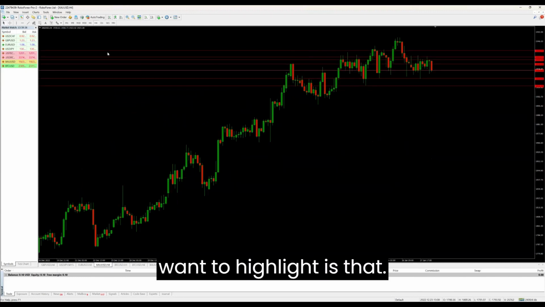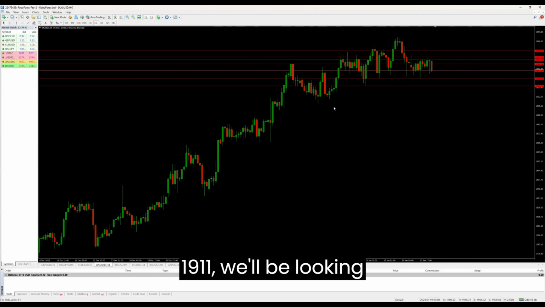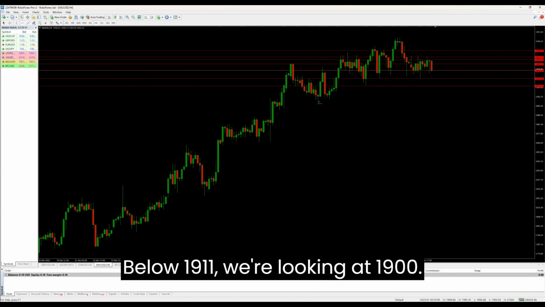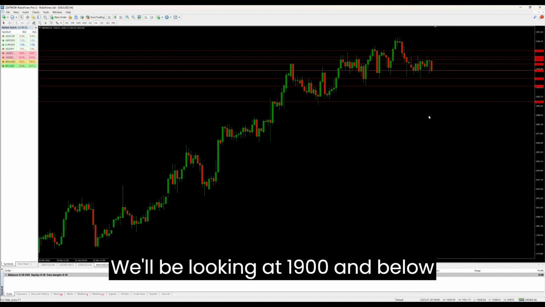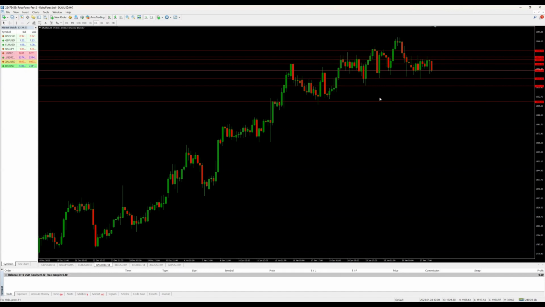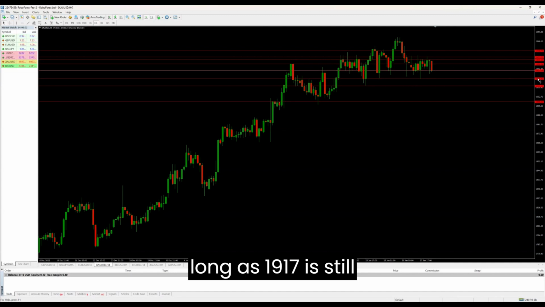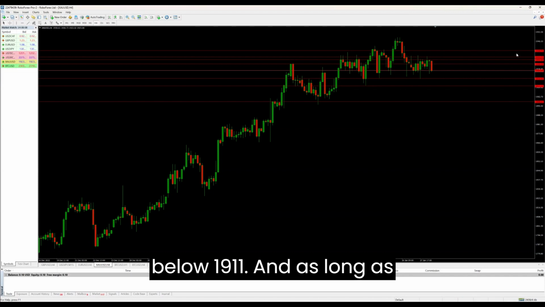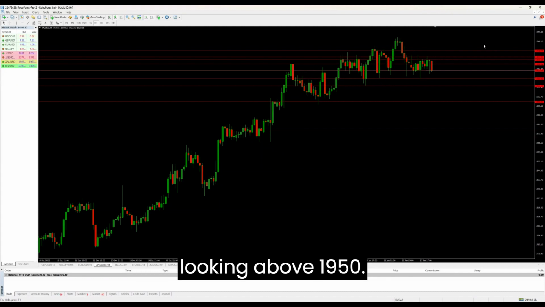So one thing I want to highlight is that below 1911, we'll be looking at 1900, and below 1900 means that the trend has been violated. So as long as 1917 is still holding, we're not looking for below 1911. And as long as 1938 is still holding, we're not looking above 1950.